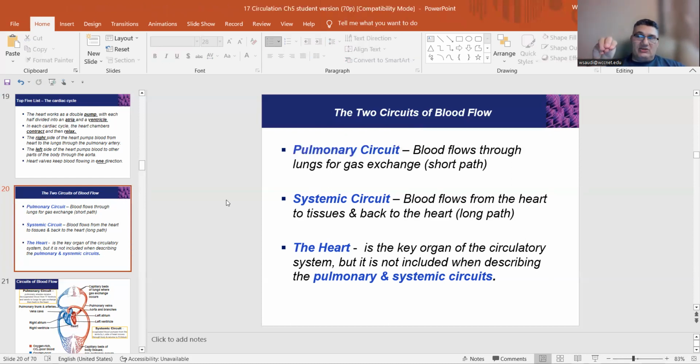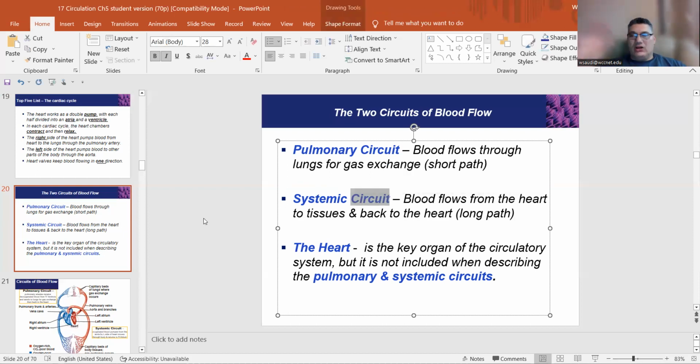Then when the blood comes back to the heart, on the left side, it will be pumped out through the aorta and go to the different parts of the body, all the way to the cells, and then return back. This circuit between the heart and the rest of the body is called the systemic circuit. You do need to know that. We alternate between those circuits.